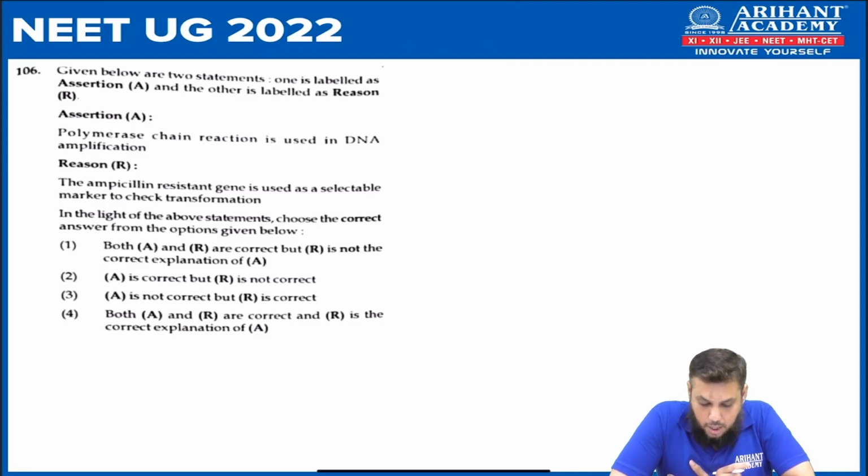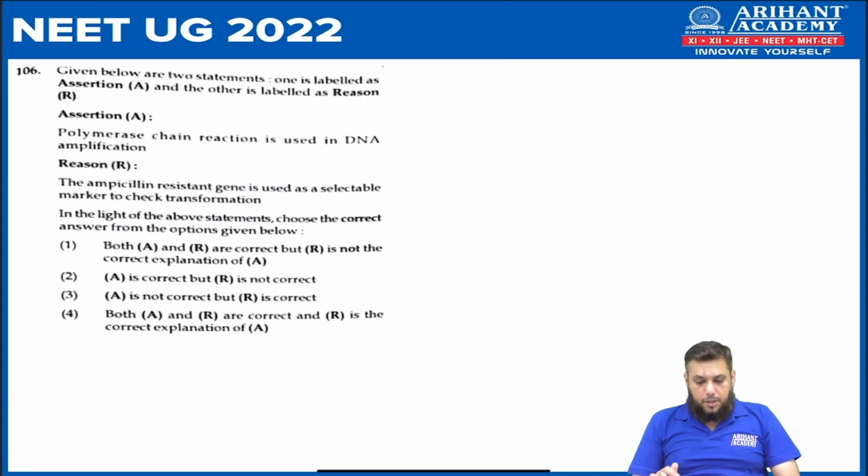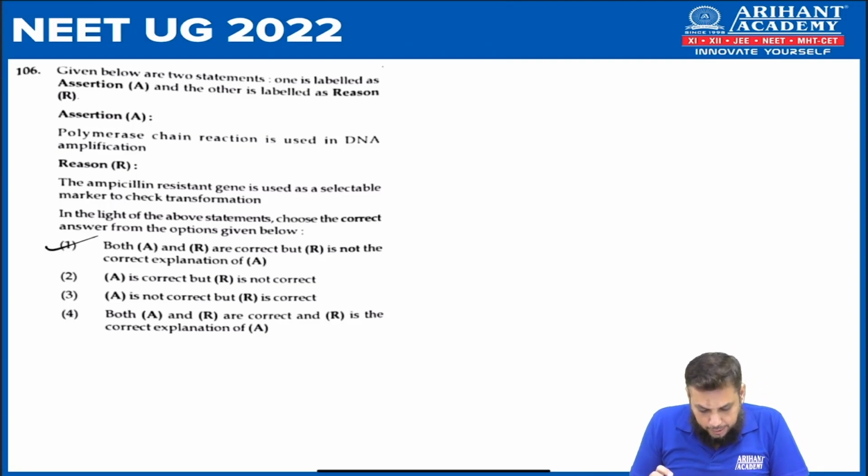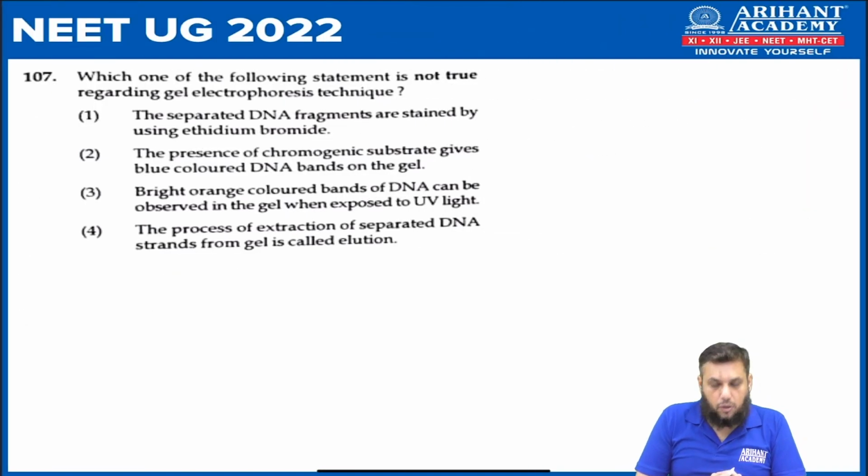I would go for polymerase chain reaction is used in DNA amplification. Okay, why is it used in DNA amplification? Because it is a method which can produce millions of copies of DNA within a short period of time. It's an in vitro method of DNA replication. So even though the reason is correct, it is not the right explanation for the assertion. So for 106, the correct answer will be 1. That is, both assertion and reason are correct, but the reason is not the correct explanation for assertion.